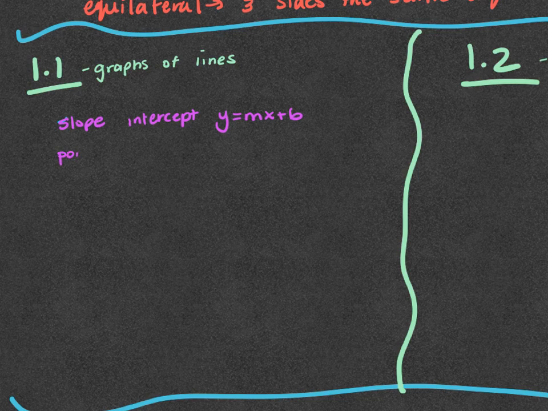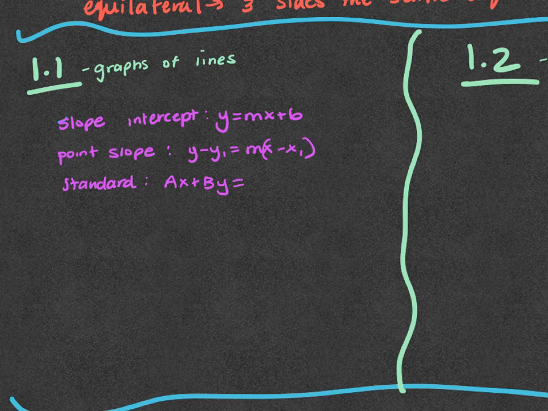The point-slope form: y minus y1 equals m times (x minus x1). And then standard form, in case it gives it to you: ax plus by equals c, no fractions and decimals, and for this one, the slope you can get with the shortcut, negative a over b.